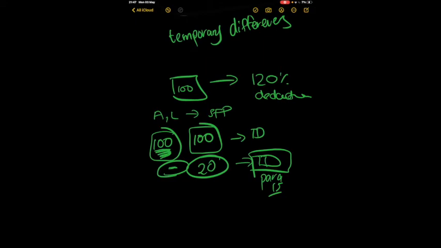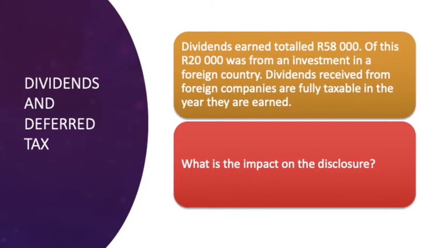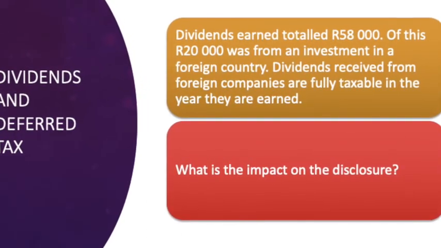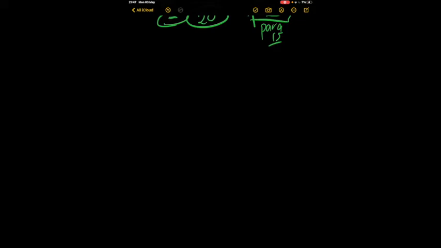So I would say that in that case we have a para 15 exemption for the additional deduction that we have received. Next question. So the next question is on dividends and deferred tax. Okay, so we have dividends earned of 58,000. So 58,000 is our total dividends. Now, it says 20,000 was from an investment in a foreign company.